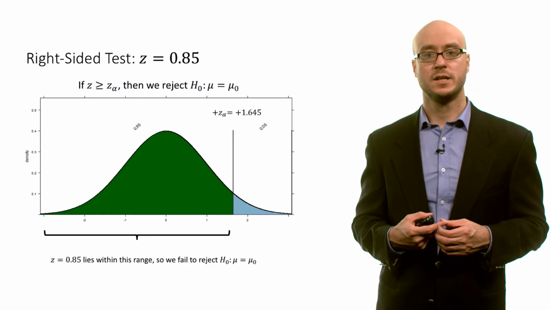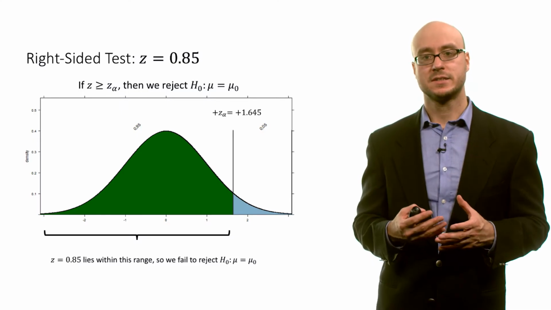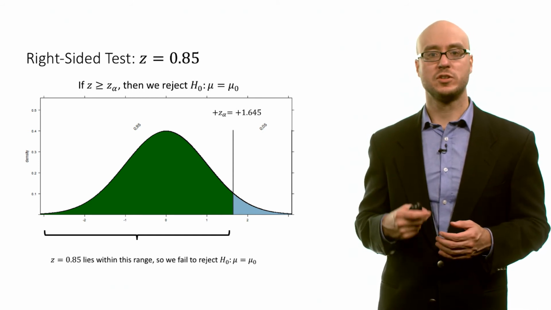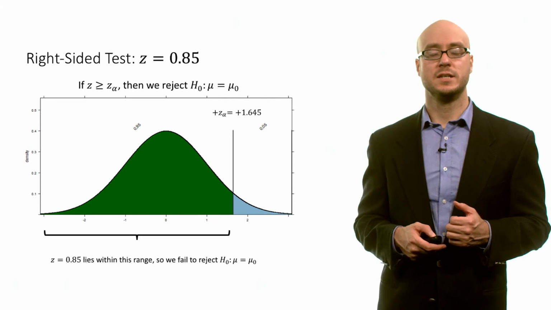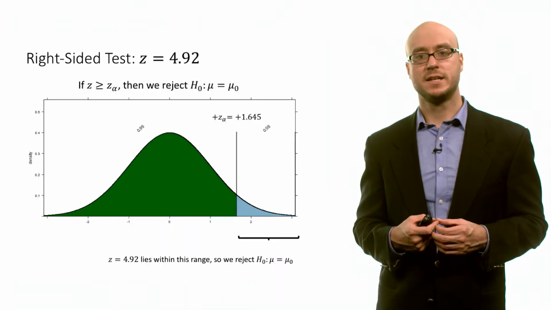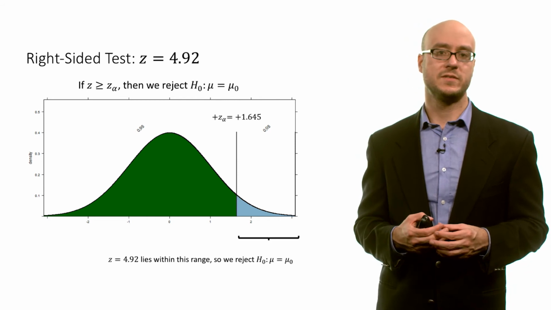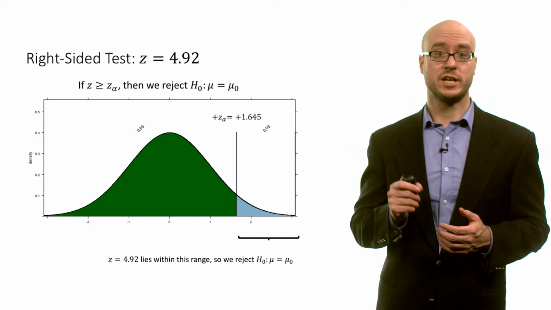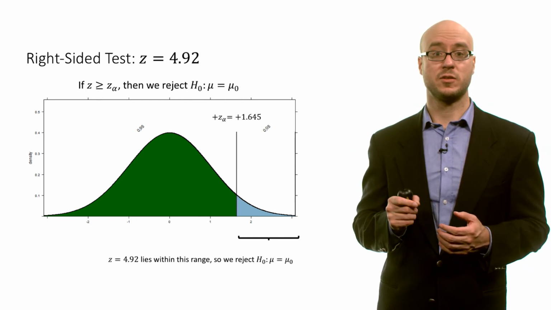true. For a right-sided test and a z-test statistic of 0.85, we're going to reject the null if z is greater than or equal to z alpha. So in this case, the idea is that it's pretty likely that we would have obtained a value of 0.85. For a right-sided test in which we have a z-test statistic of 4.92, we're going to reject the null if our z-test statistic is greater than or equal to z alpha.